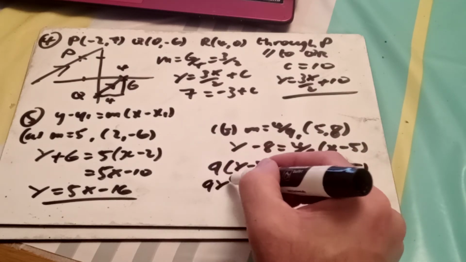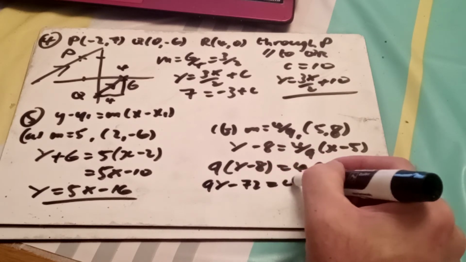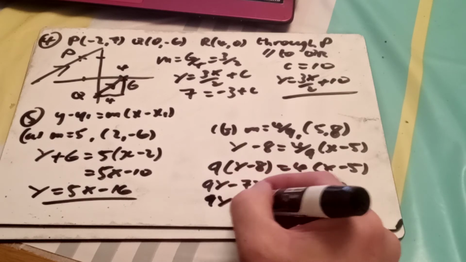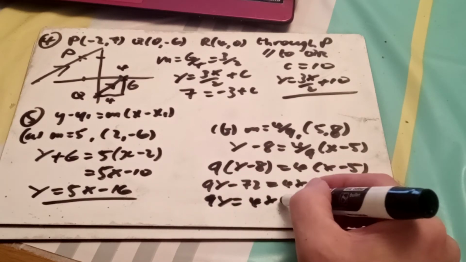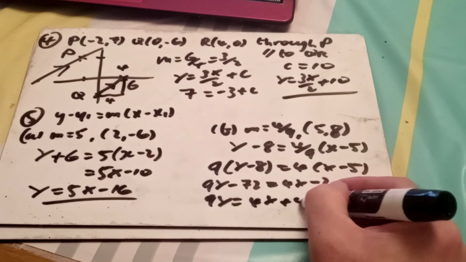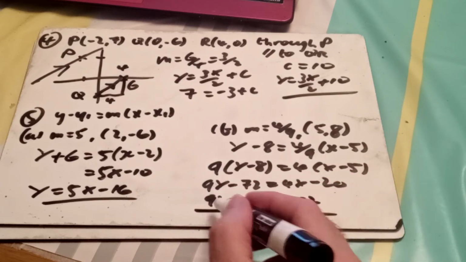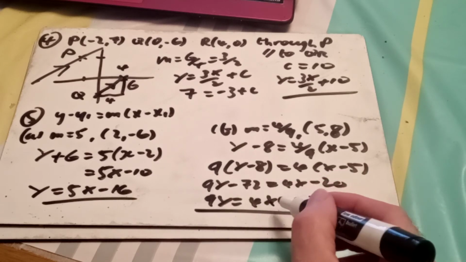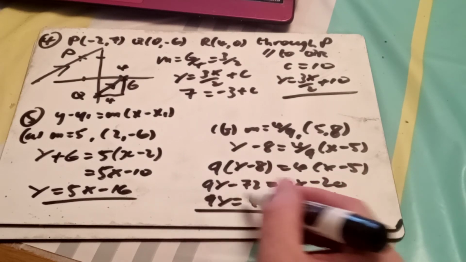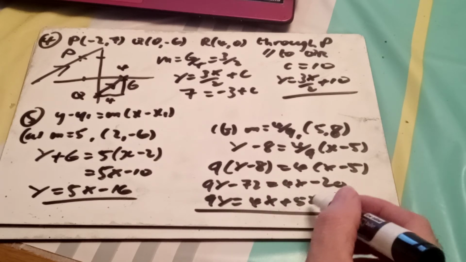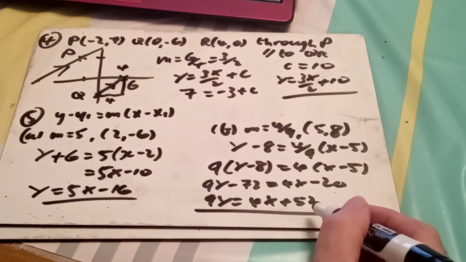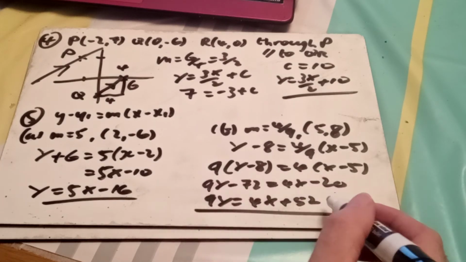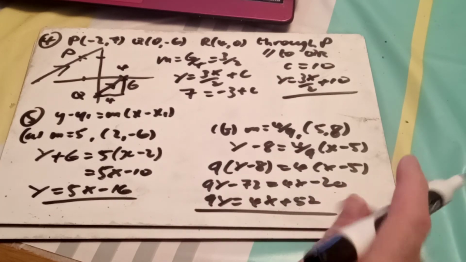So I'd get 9y minus 72 is 4x minus 20, or 9y equals 4x, and 72 minus 20 is plus 52. And that's a tidy version without fractions in my equation. If I need the gradient, I've got to divide by 9 again, 4 over 9. So if I need the intercept, 52 over 9, which I don't think cancels down, I've got to write it in that form there. But if I want just an equation of the line, that will do the job.